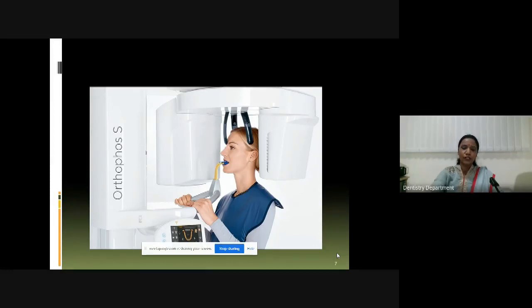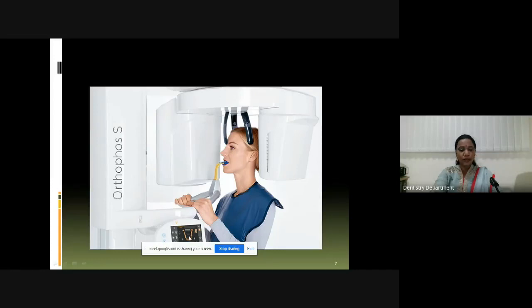Here in this machine, let's have a general introduction. Here we have a stand, the X-ray source and the sensor. Another thing is that a bite block is present. In the bite block, different slots are there. Depending upon the patient's age and height, we can adjust the slot of the bite block. And here the patient has a hand rest. Here a digital display is present.